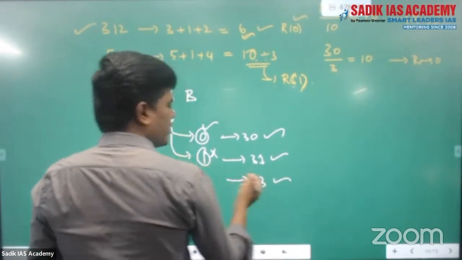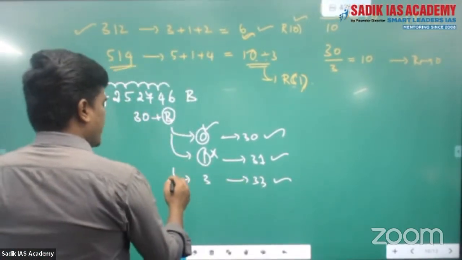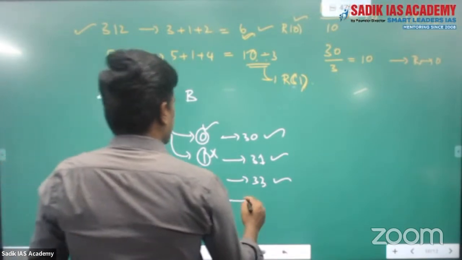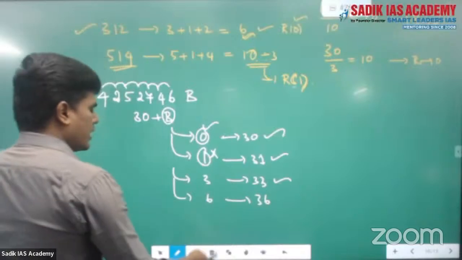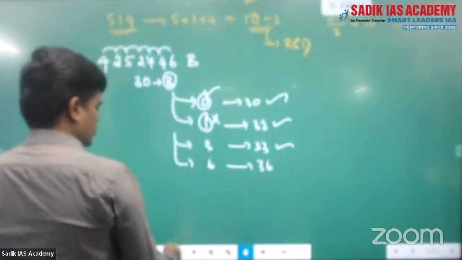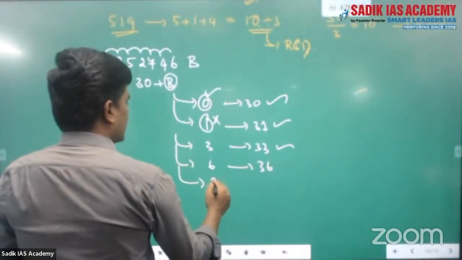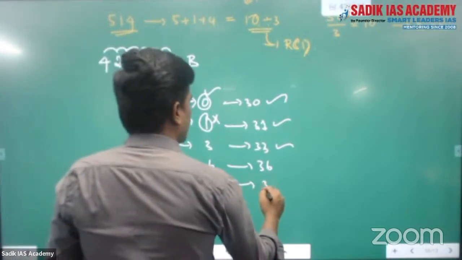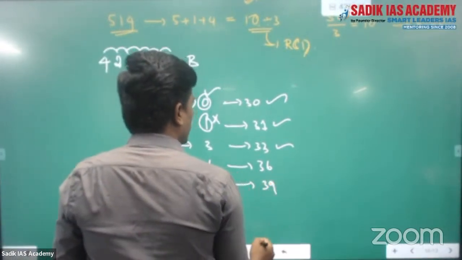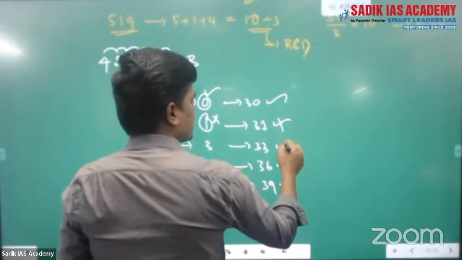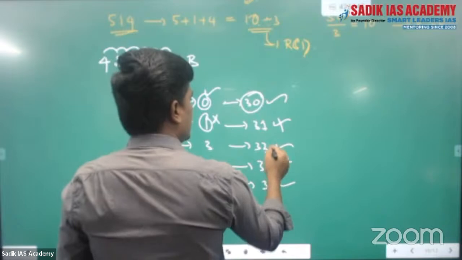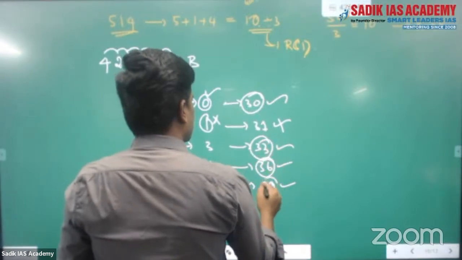Remainder is 0 when I divide by what? 3. Again, 6 plus 30, 36. When I divide by 3, again it is going to be what? Remainder 0. So next number is 9. So 39 I can take. 39 when I divide by 3, remainder is 0. These are the 4 numbers: 30, 33, 36, 39.